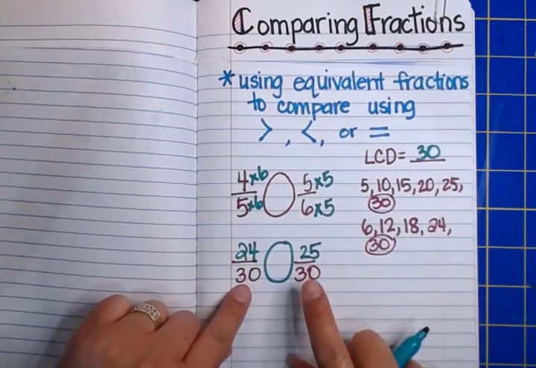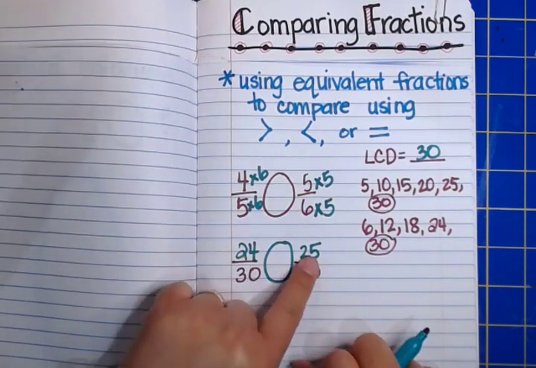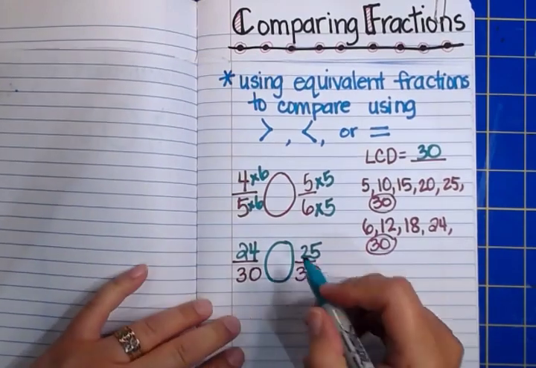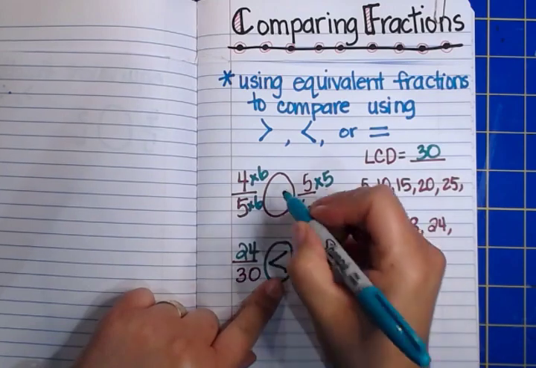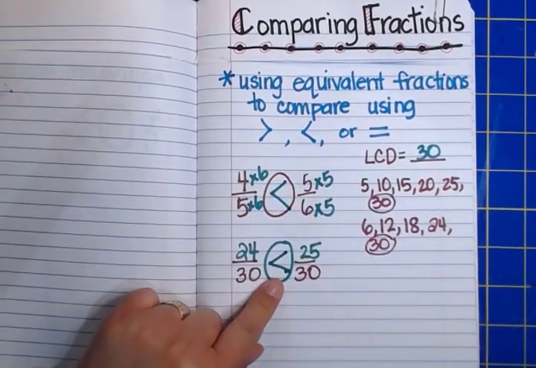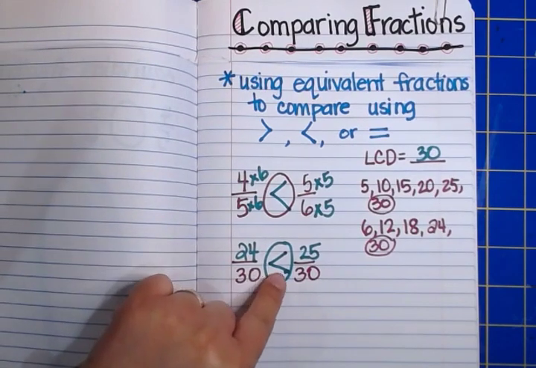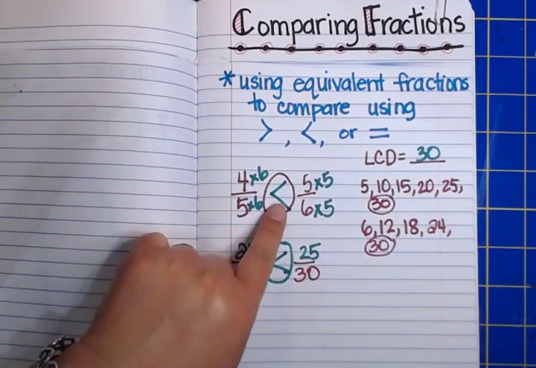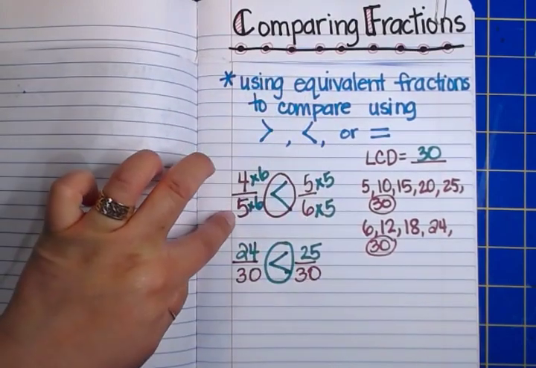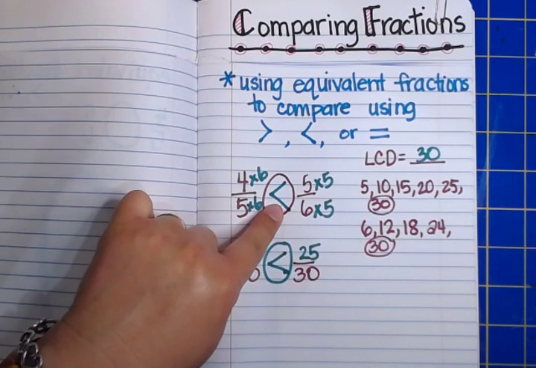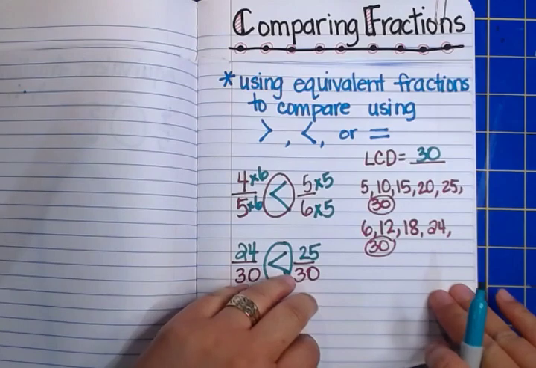So now that my denominators are the same, then I can say, okay, 24 and 25. 25 is larger than 24, so I will be using the less than symbol. 24/30 is less than 25/30. So I can also compare this fraction the same way because these two are equivalent. 4/5 is less than 5/6. Let's try another example.